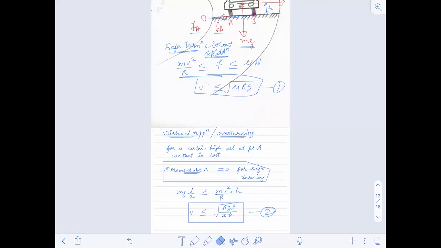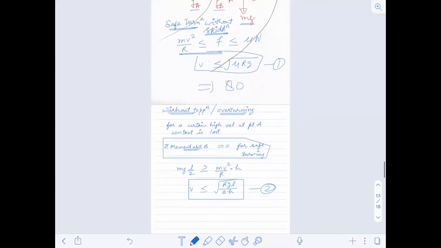Suppose this velocity comes out to be 80 and this velocity comes out to be 60. As you increase the velocity and exceed 60, what will happen? The overturning case will happen and you will not be in equilibrium. Suppose this is 60 and this is 80, so as you increase, first you will skid and then you will topple. The toppling will be after, but the first thing will be skidding.